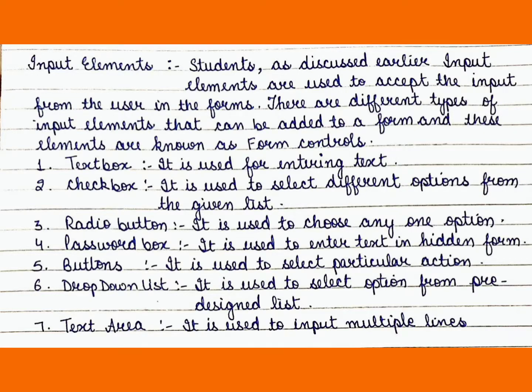Number 4, password box. It is used to enter text in hidden form. Number 5, buttons. These are used to select particular action. Number 6, drop down list. It is used to select an option from a pre-designed list. And number 7, text area. It is used to input multiple lines for writing comments or reviews.